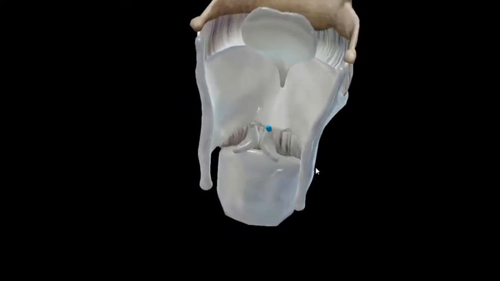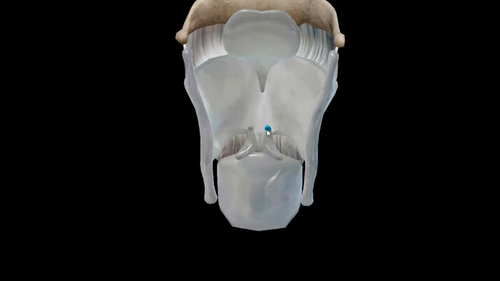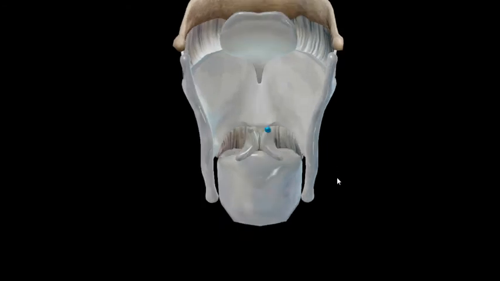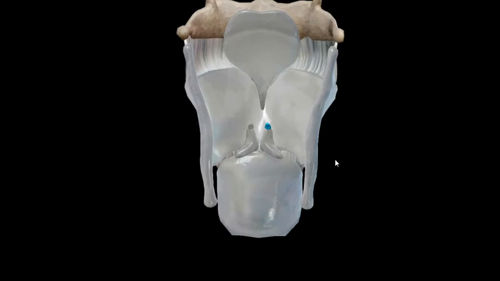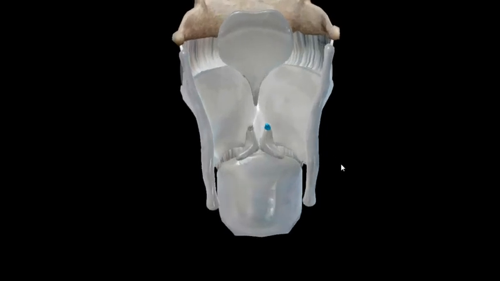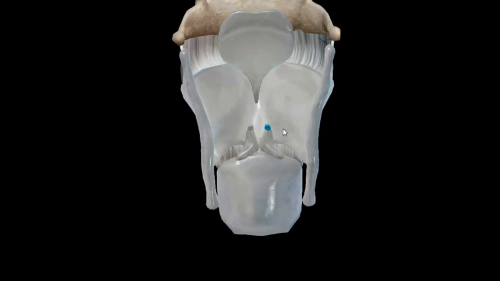It is conical in shape and has an apex that is directed posteriorly. And the last type of cartilage is the cuneiform cartilage, which is not shown here, but it provides attachment and strengthening for the aryepiglottic fold, which also forms the inlet of the larynx.